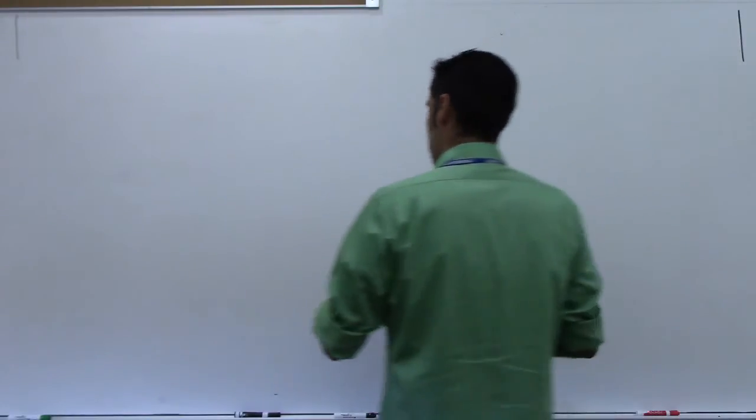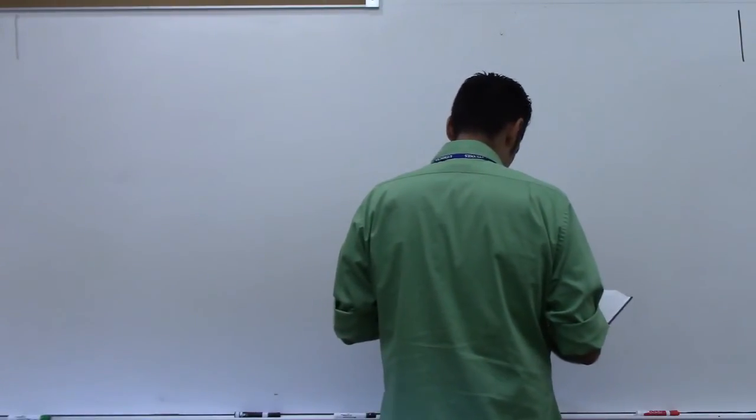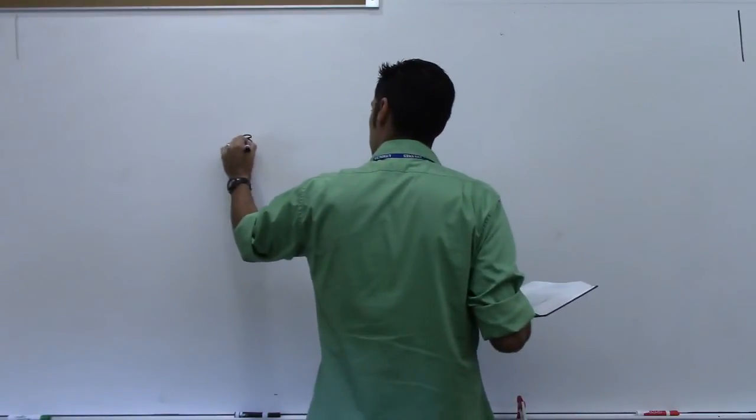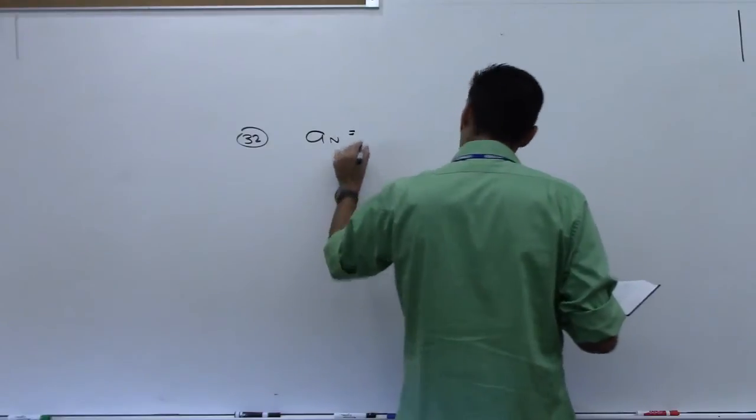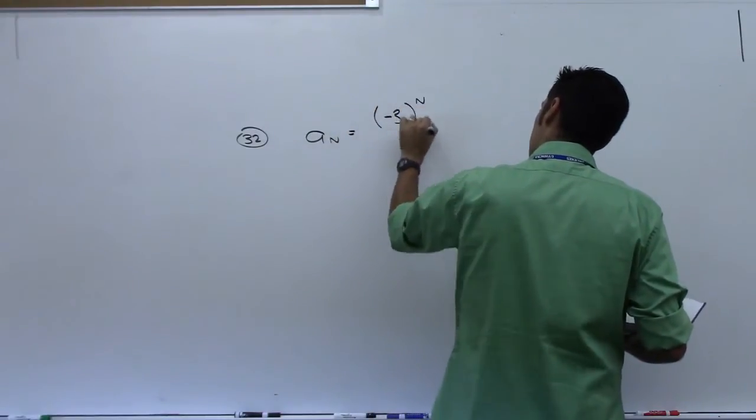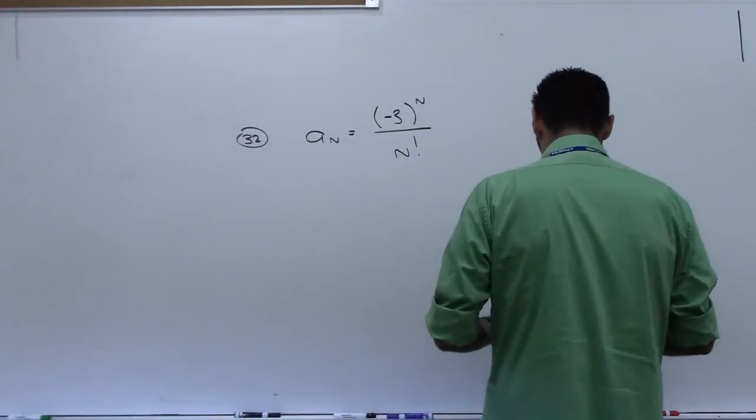This one's a little tricky. Oh wait, that was the last one. I was going to look at 32 though. I thought that was interesting. a sub n equals -3 to the n over n factorial.